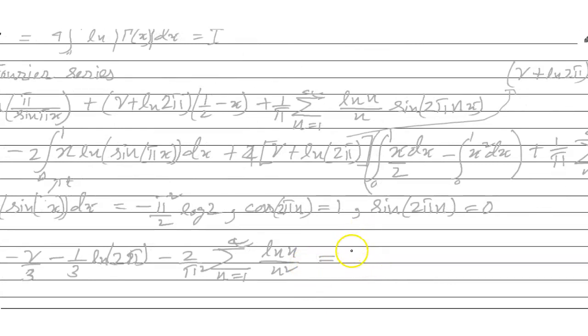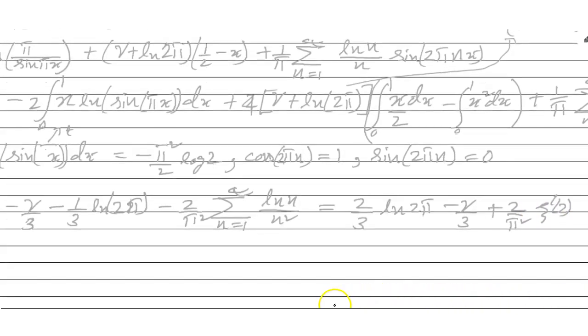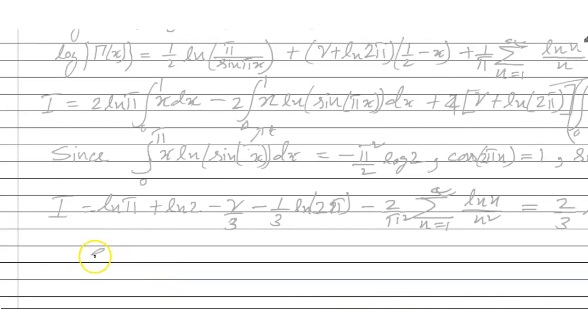Equals, it can be written, 2 by 3 ln 2 pi minus gamma by 3 plus 2 by pi square zeta dash 2, derivative of zeta, because zeta dash 2 equals minus summation n equals 1 to infinity ln n by n square.